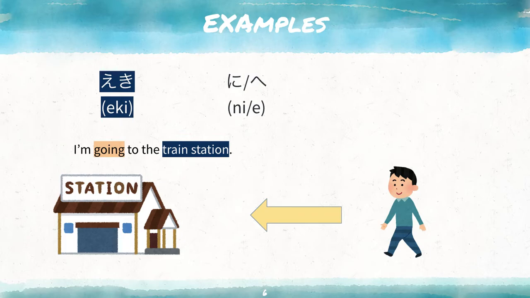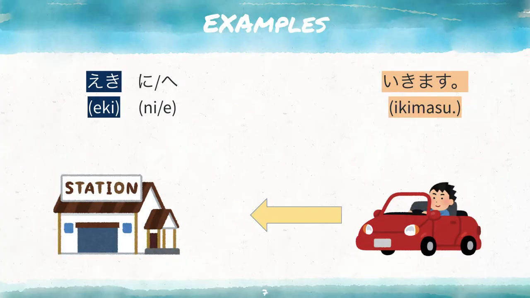Going in Japanese is ikimasu. So if you put it all together, it will be eki ni ikimasu. Eki ni ikimasu. Let's try this in another example.